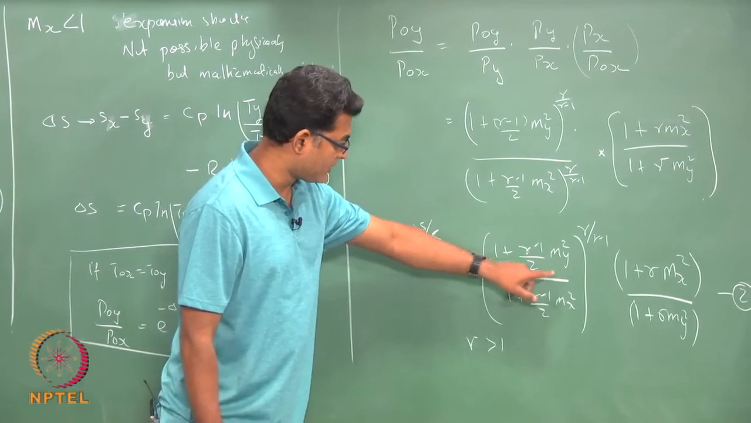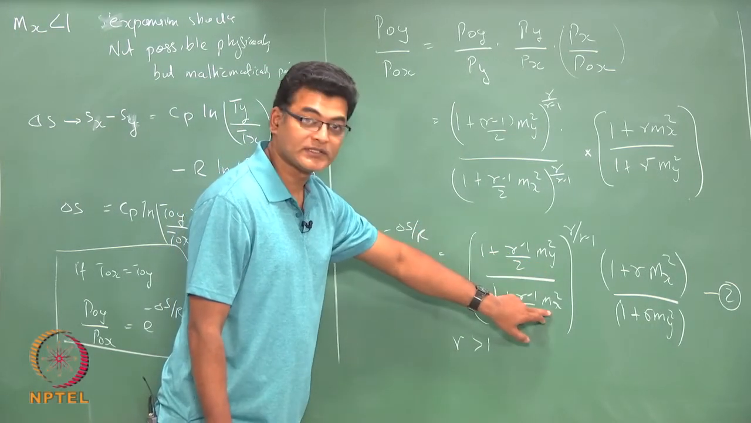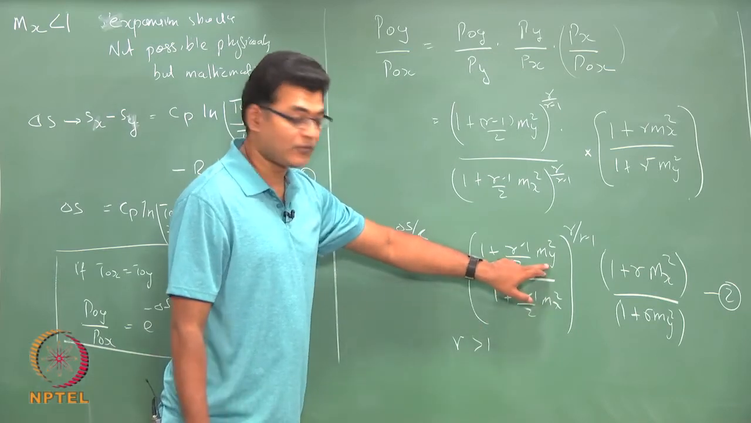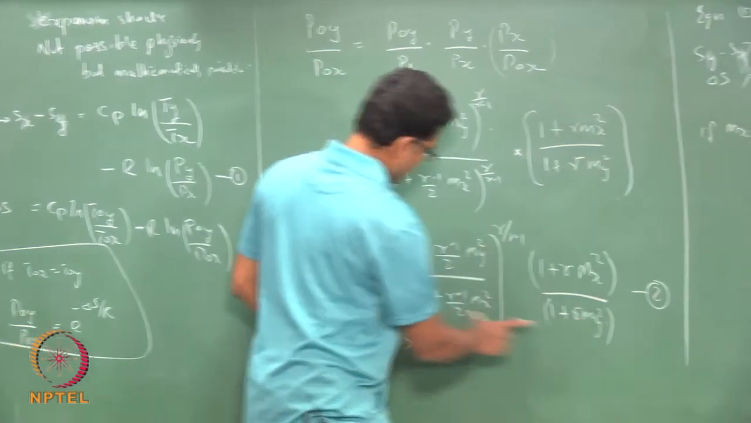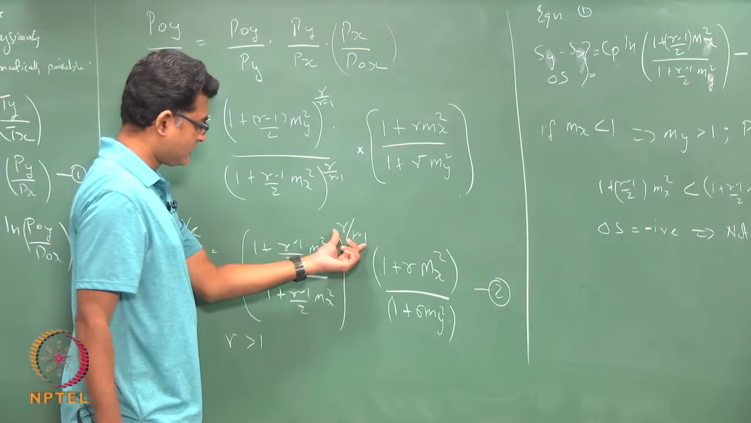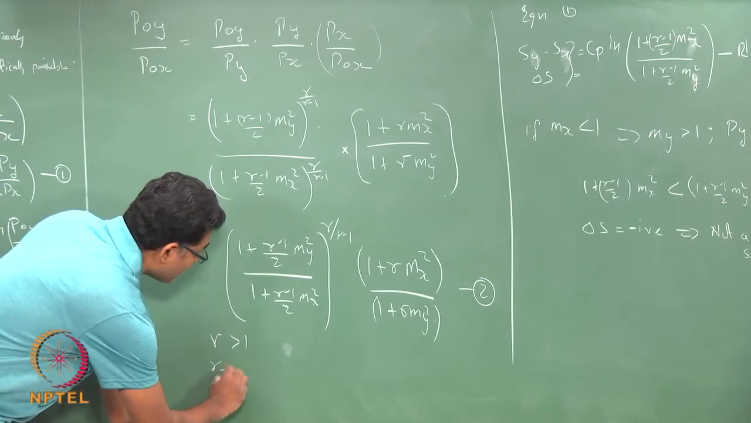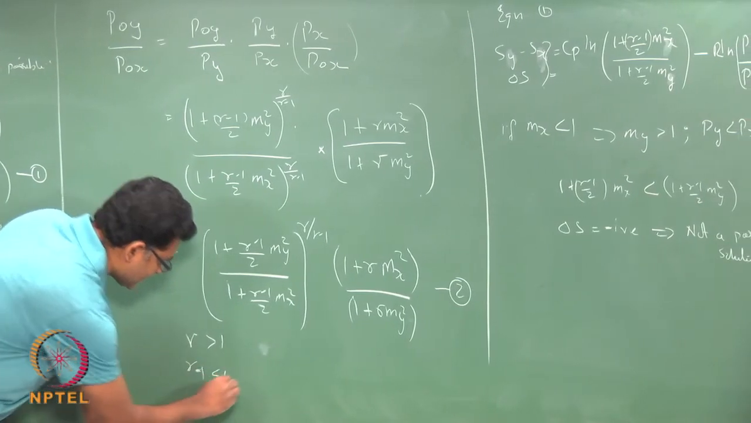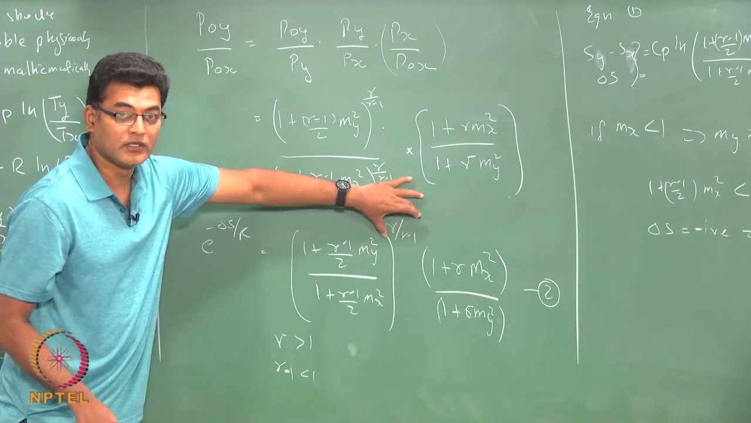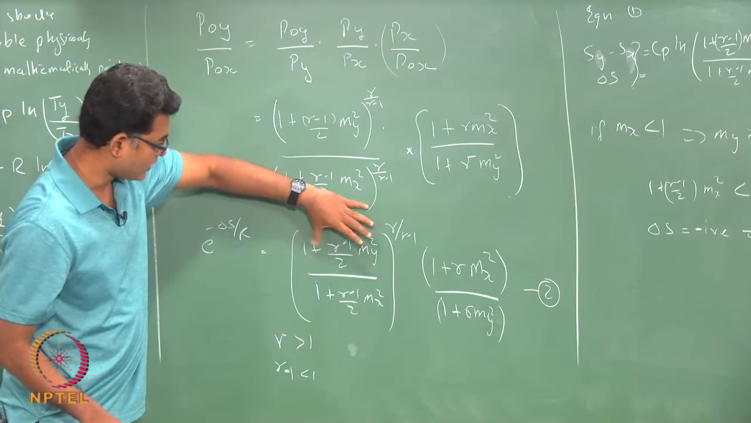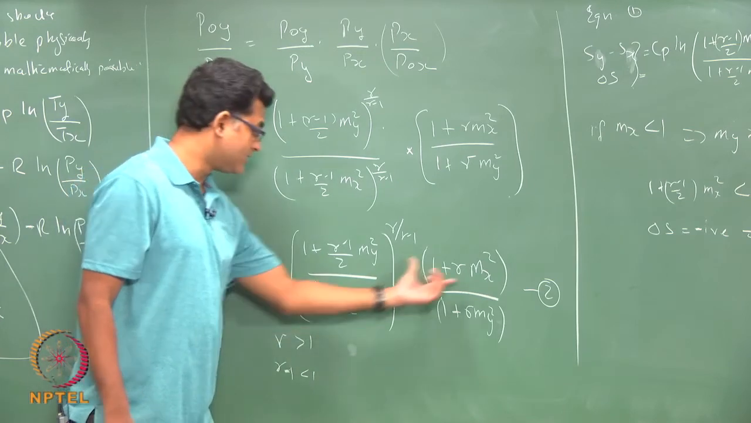This term is going to be... mx is always going to be greater than 1, my is less than 1, and hence if you look at these terms, this term would be larger and this term would be larger. Since gamma is greater than 1, gamma minus 1 is always less than 1. Okay. So this quantity is always greater than 1. So this would be a larger quantity, and this is a smaller quantity.